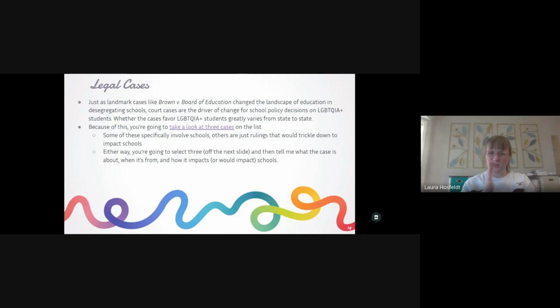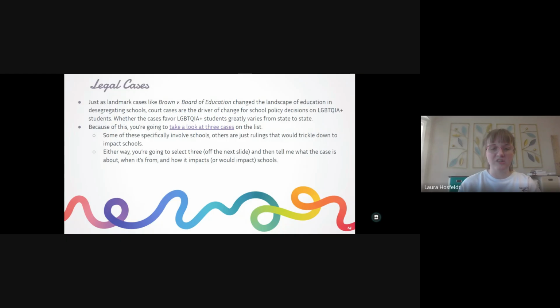And again, whether the cases favor the student or whether it favors society's expectations, I guess, if you will, varies greatly from state to state. So on this next slide, I have a variety list of cases. And what you're going to do is look at 3 of them. Some of them specifically involve schools. Others are general rulings that would ultimately trickle down and impact schools.